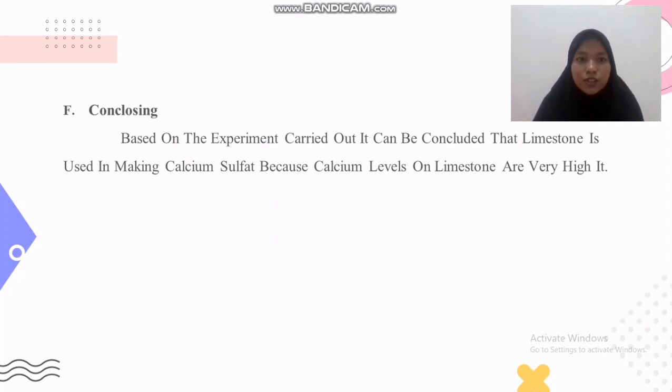The next is conclusion. Based on the experiment carried out, it can be concluded that limestone is used in making calcium sulfate because calcium levels in limestone are very high.